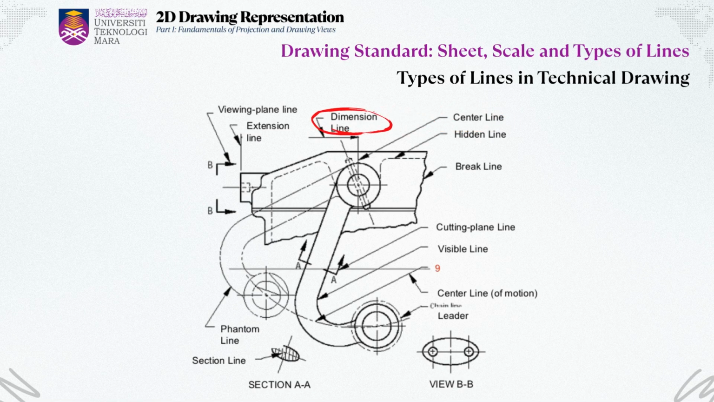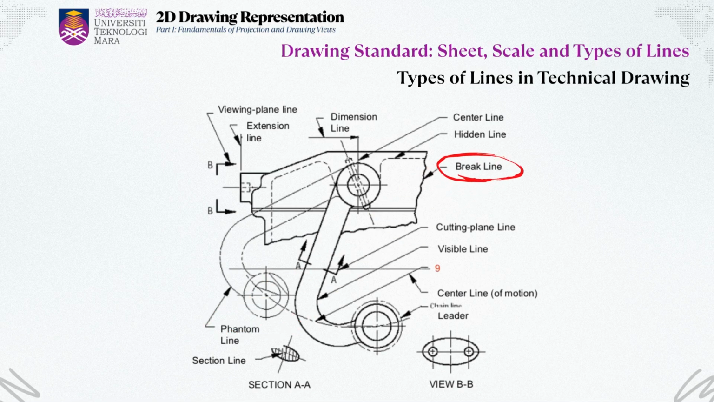Dimension lines with arrowheads show the size or measurement of a feature, while extension lines stretch from the object to help show where the dimension starts and ends. The leader line points to a feature and usually comes with a note or symbol. We also have cutting plane lines, which show where the object is cut to view the inside, as you can see in section AA. Phantom lines show alternate positions or motion paths.